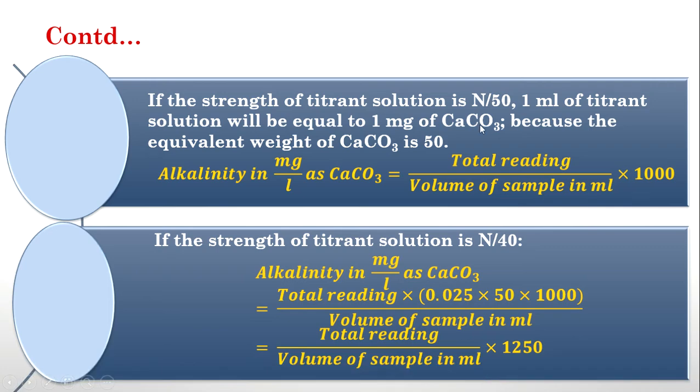Now, if the strength of the titrant solution is N by 50, then the alkalinity is expressed as total reading divided by volume of the sample in milliliter into 1000, the normal representation. When the normality is N by 40, we can express the same equation in a different way. Alkalinity in milligram per liter of CaCO3 is equal to total reading divided by volume of sample into 1250. Instead of 1000, we will give 1250. This 40 is taken into account. So that is the equation for finding alkalinity.